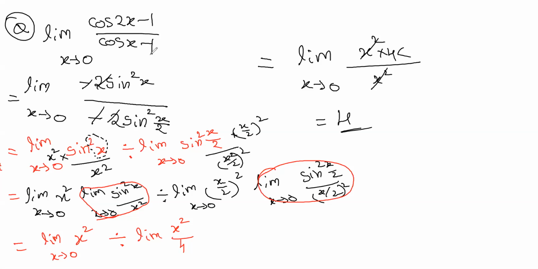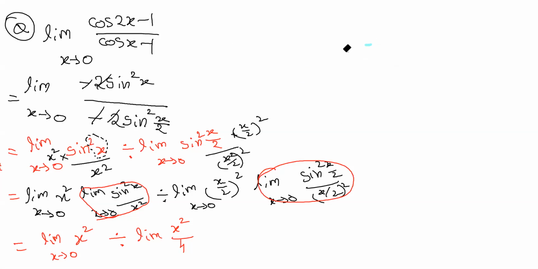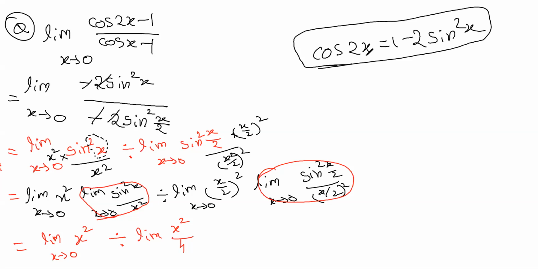So the first step of proceeding with this one is by substituting the trigonometric identity. That is, cos 2x equals 1 minus 2 sine square x. Remember the identity. Wherever you see cos 2x, you can substitute this.